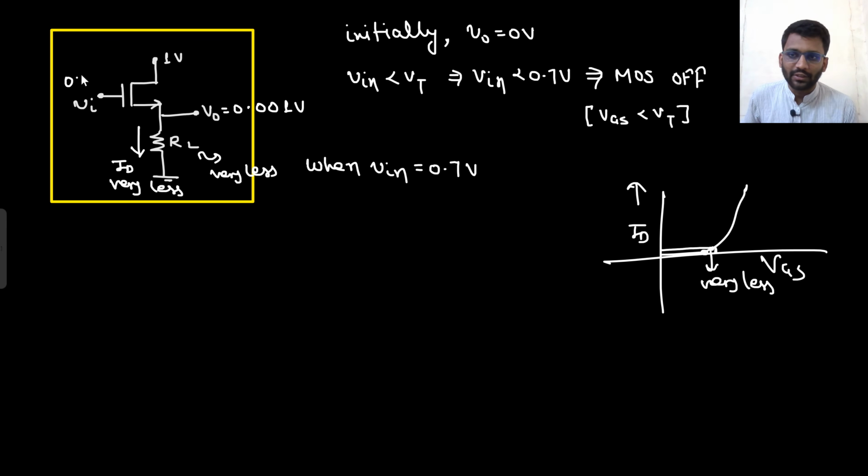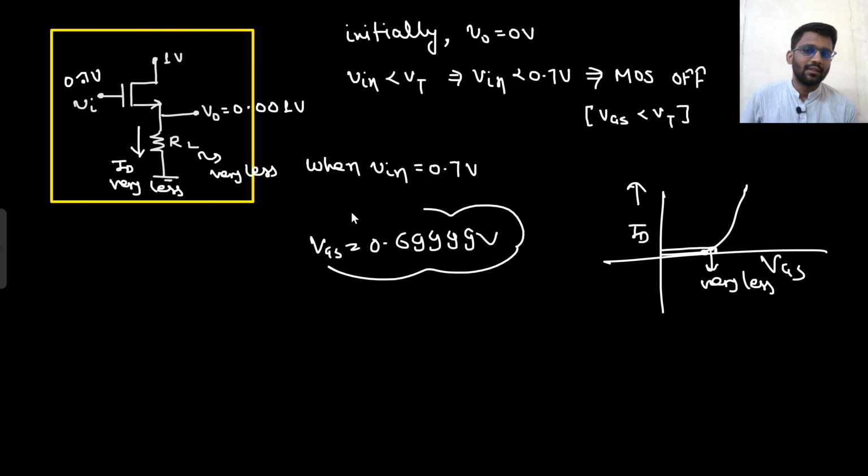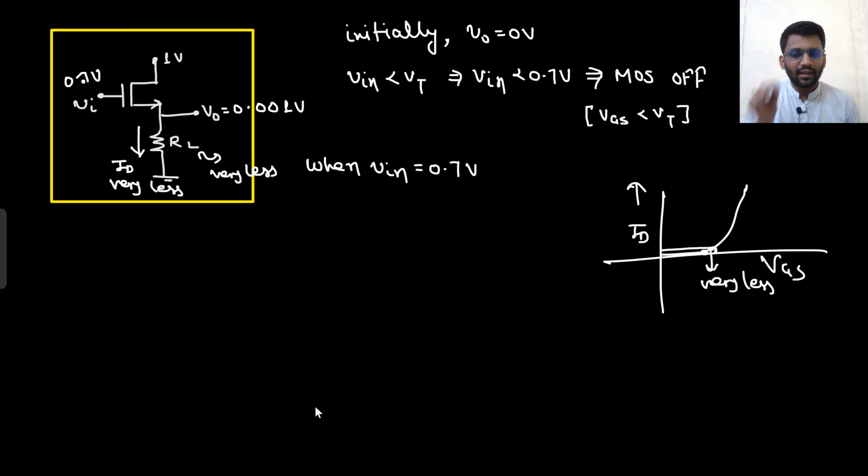Your V in is at 0.7 volt and your V naught is 0.001 volt. That means your VGS is 0.69999 volt something. Here also it will not turn on, but you can say that approximately around 0.7 volt it will turn on. So I am writing when V in is equal to 0.7 plus volt. Just somewhat greater than 0.7, your transistor will turn on, because when you turn on the transistor, the ID is very small. That means V naught will be very small.